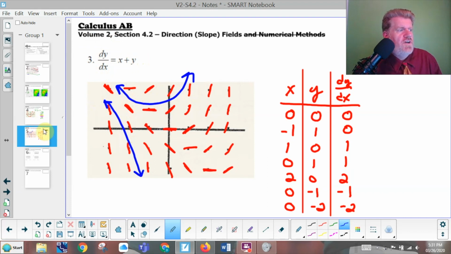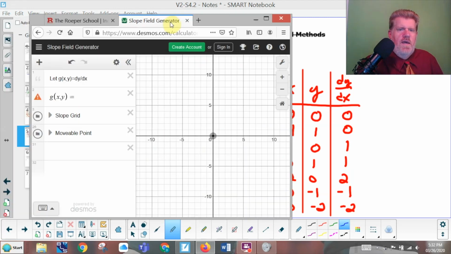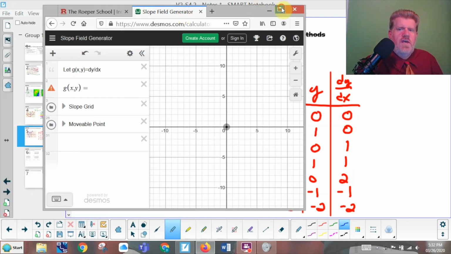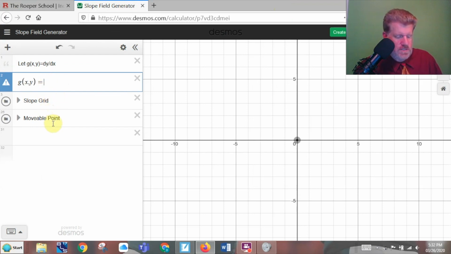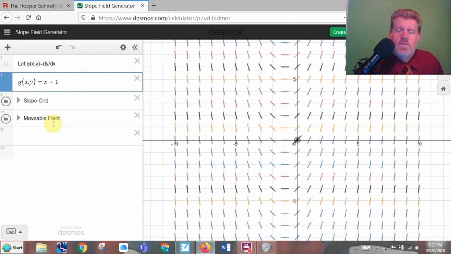So I will provide you a link to the Desmos website, because the Desmos website has this. It actually has a slope field generator. All you have to do is come in here and type out your differential equation. The first one we did was x plus 1. Boom, there it was. Notice this point right here, if you can see at the end, it's hard to tell against the cursor, it's got little tiny lines that tell you the direction it's going.